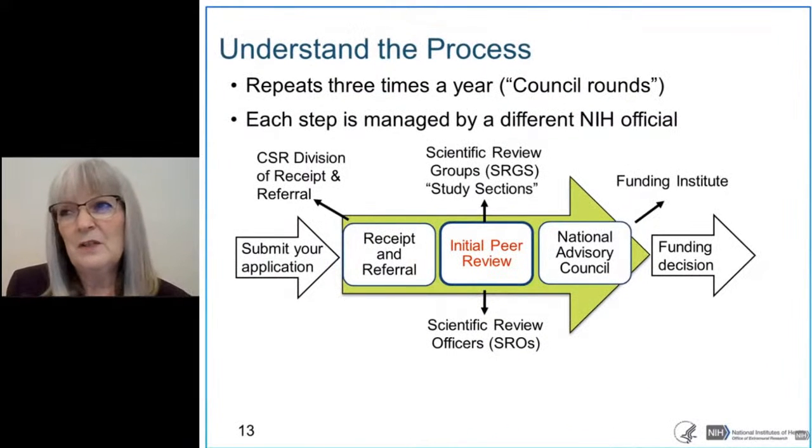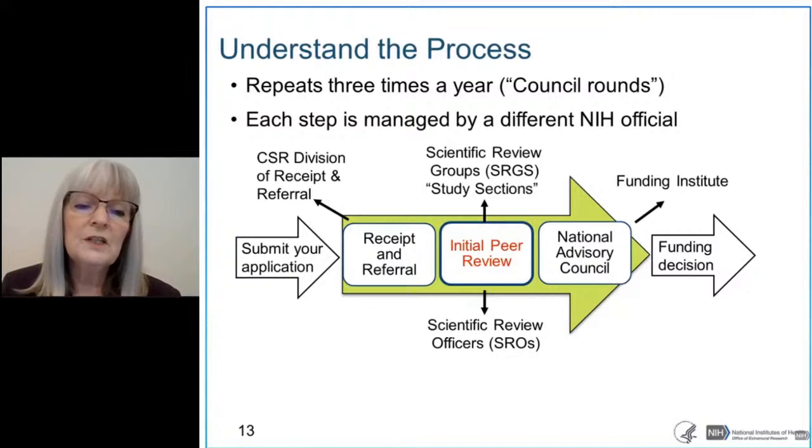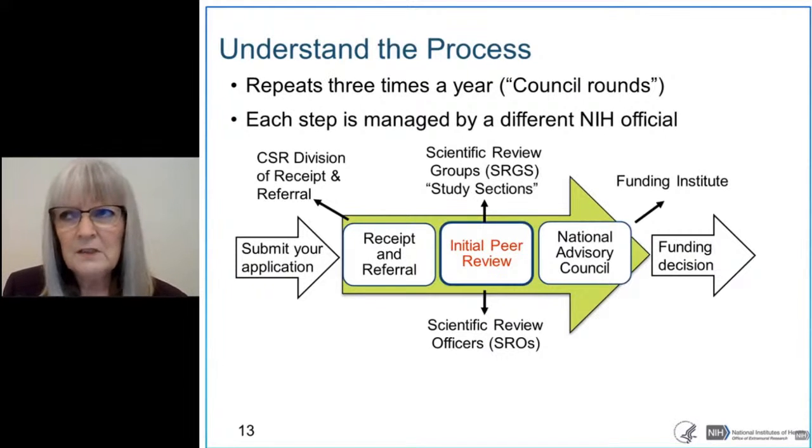Okay, so your application has come in, it has gone through receipt and referral, and it is now in the hands of a scientific review officer to manage initial peer review. It's important to keep in mind that the standard due dates repeat 3 times a year, and we call those council rounds. So the National Advisory Councils for nearly all the institutes meet 3 times a year. I believe for 1 or 2 of the institutes, they meet 4 times a year, and those are the council rounds. And each step in the process is managed by a different NIH official.